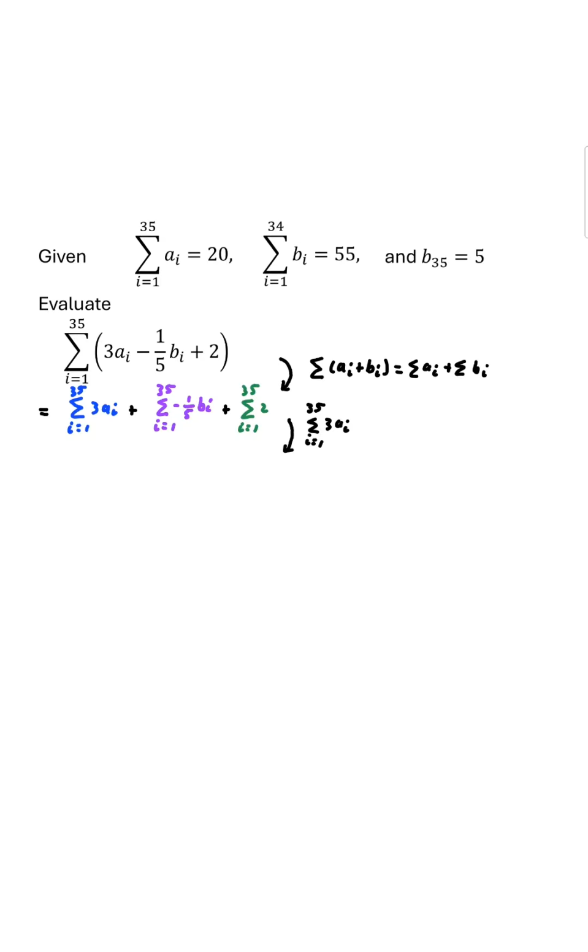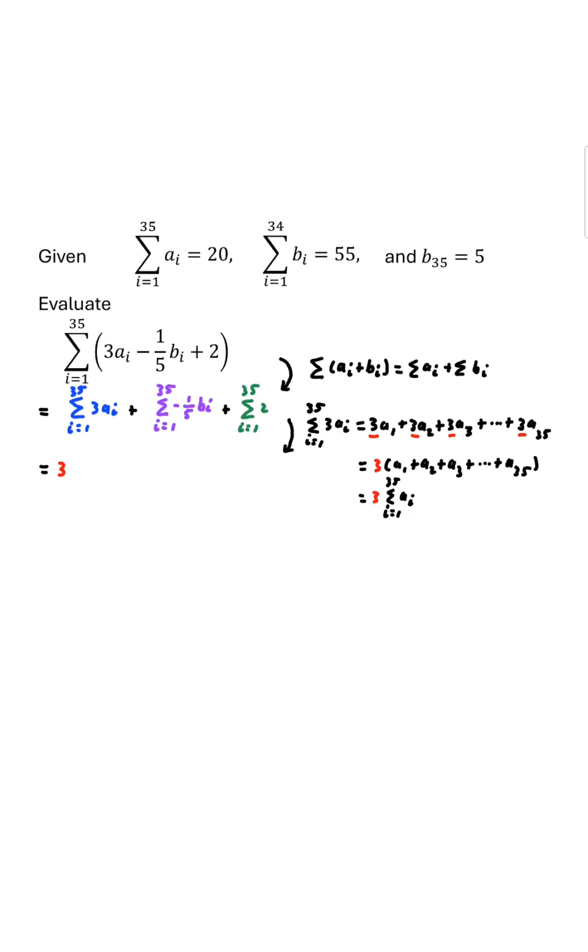So, summation i equals 1 to 35 of 3a sub i, if we expand this out, it's 3a sub 1 plus 3a sub 2 plus 3a sub 3 plus all the way up to 3a sub 35. Notice all of them have a 3 in common, so we factor out the 3, leaving us a sub 1 plus a sub 2 plus a sub 3 up to a sub 35. So we can rewrite that as 3 times summation from i equals 1 to 35 of a sub i.